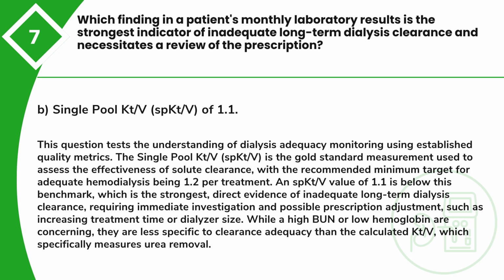An spKt/V value of 1.1 is below this benchmark, which is the strongest direct evidence of inadequate long-term dialysis clearance, requiring immediate investigation and possible prescription adjustment, such as increasing treatment time or dialyzer size. While a high BUN or low hemoglobin are concerning, they are less specific to clearance adequacy than the calculated Kt/V, which specifically measures urea removal.